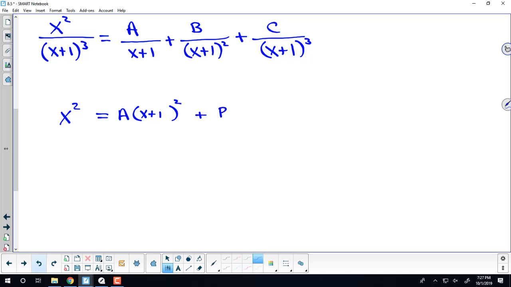plus B times, we just have x plus 1 for B, B times x plus 1 plus C. So since we ended up getting rid of the factor involving x attached to C, in part we could use the shortcut method. If we let x equal -1, A and B go away and we can solve for C. We still have to solve for A and B.